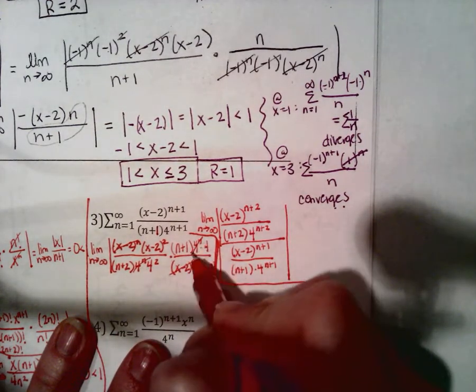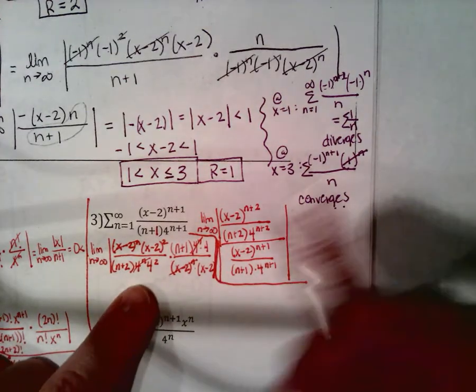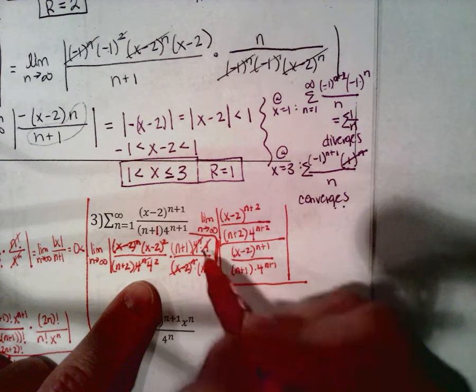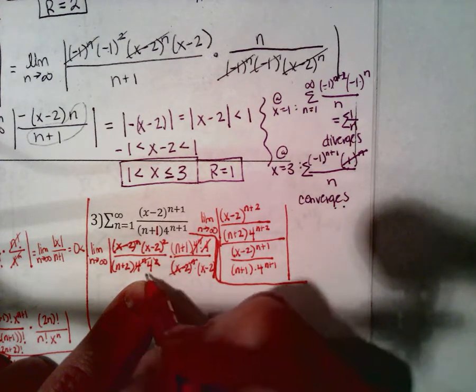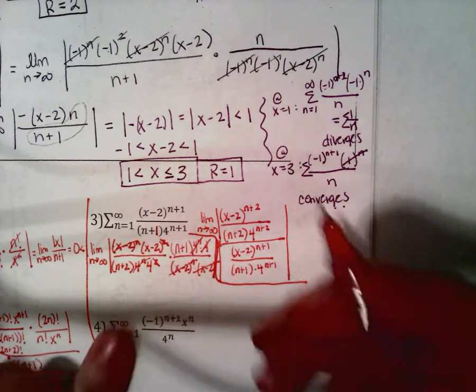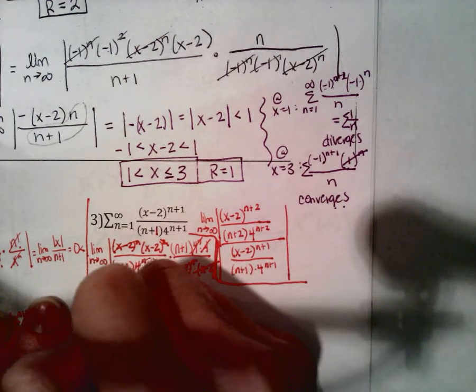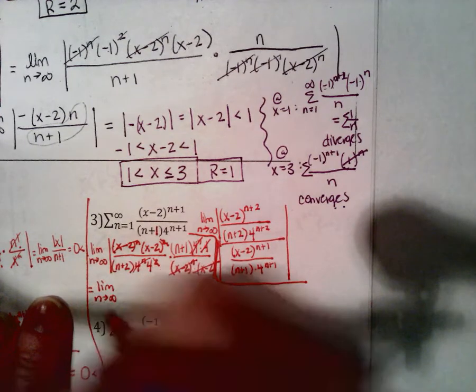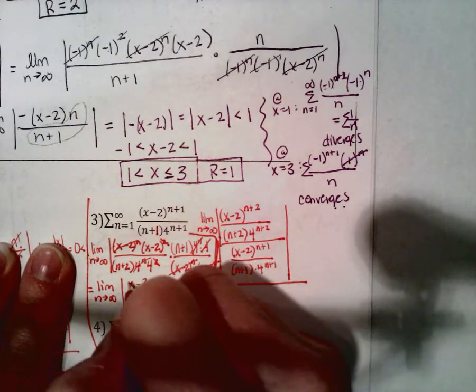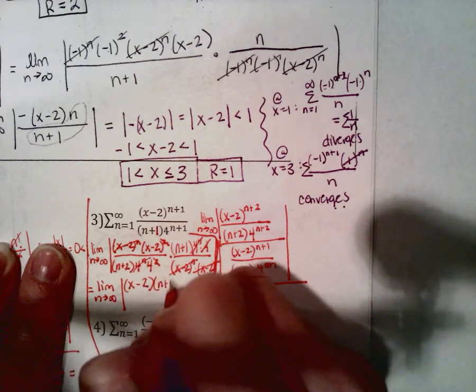But then I can cancel a few more things, like this 4 to the first can cancel with one of these 4s down here to make that just 4 to the first power. And this x minus 2 can cancel with one of these. So I'm really just left with the limit as n goes to infinity of the absolute value of x minus 2 times n plus 1 over n plus 2.